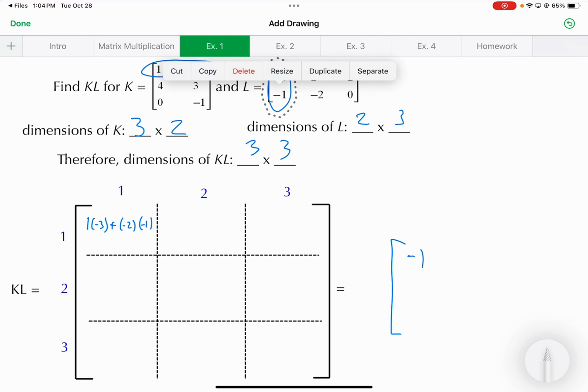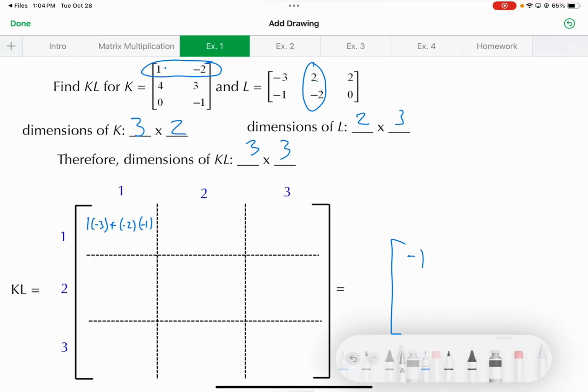I'm going to take this and I'm going to move it right over here. I'm going to focus on those values. I'm going to repeat the algorithm. Okay? All right, so then I need to take 1 times 2 and add it to -2 times -2. Okay? All right, so 1 times 2 is going to give me 2. -2 times -2 is going to give me +4. 2 plus 4 is going to give me 6.